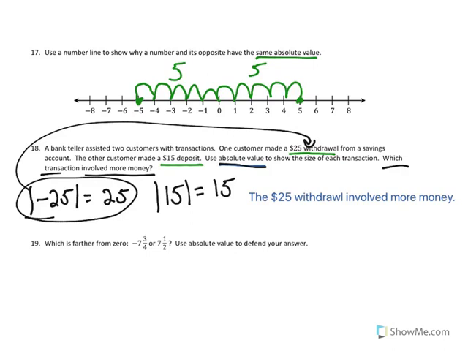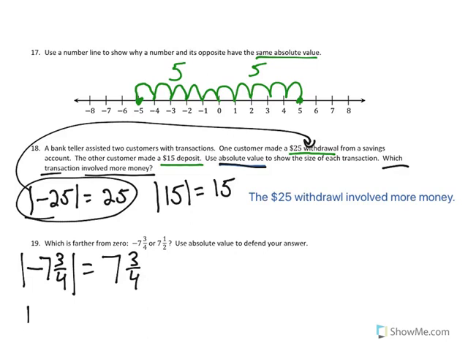Okay, number 19, which is farther from 0, -7 3/4 or +7 1/2? Use absolute value to defend your answer. Well, the easy part of it is we write -7 3/4 and we find the absolute value of that. We've already learned, it's very simple, it is just 7 3/4 units away from 0.